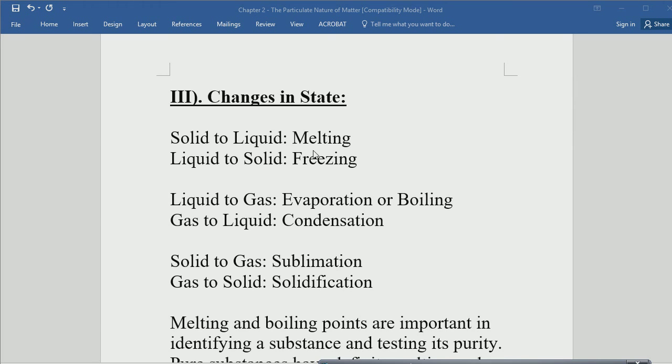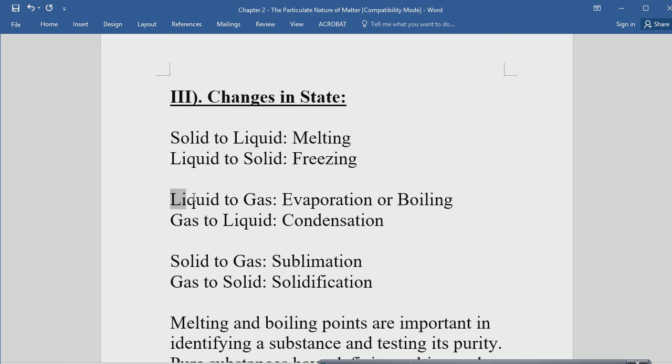Melting means solid to liquid: a solid object gains the heat, and particles gain the energy, moving away from each other, and melting is formed, the solid changes state. In liquid state, particles are losing their energy, not gaining, and coming close to each other, attraction becomes strong, and particles close to each other form a solid. Liquid converting into solid is known as freezing.